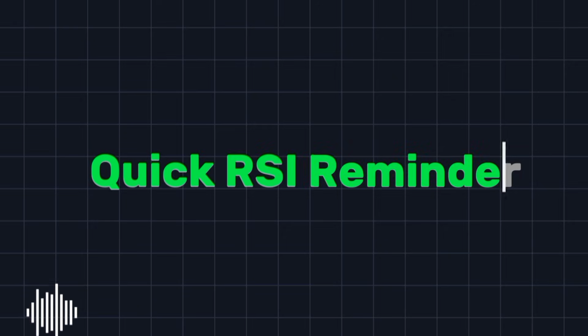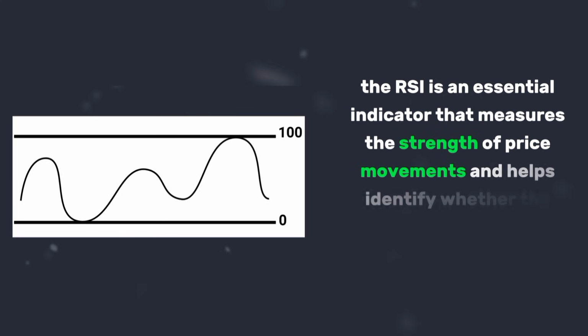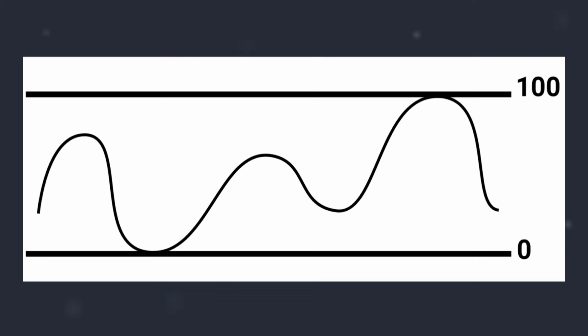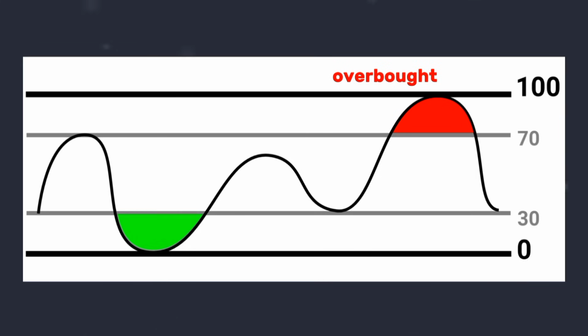Quick RSI reminder. As you may already know, the RSI is an essential indicator that measures the strength of price movements and helps identify whether the market is overbought or oversold. RSI ranges from 0 to 100. When RSI is above 70, it signals overbought conditions, meaning a potential reversal might be on the way. Conversely, when RSI is below 30, it indicates oversold conditions, and this could mean the price is about to move upward.